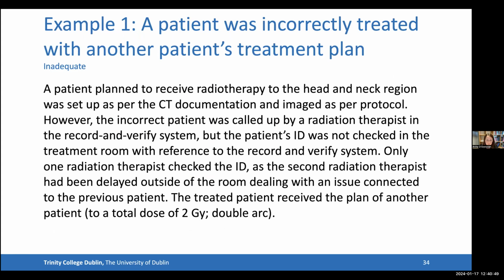So this is the first example. And just to highlight, we deem this to be inadequate. This is where a patient was incorrectly treated with another patient's treatment plan. So I can give you a few minutes just to quickly read this example, and have a think about, in relation to the table that I've already presented, why you may think it's adequate, but why we think it's inadequate. So just take a few minutes to read it.